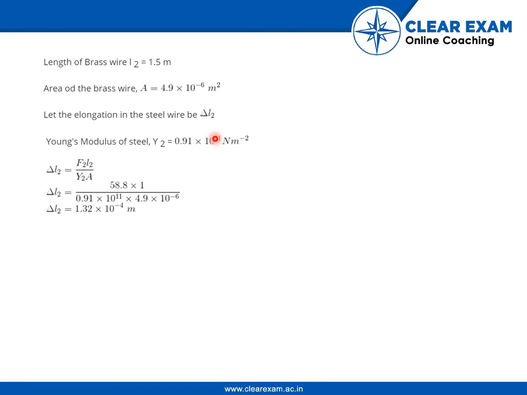So likewise, we get the value of delta L2 as F2 L2 divided by Y2 into A, and it is coming out to be 1.32 into 10 to the power minus 4 meter.